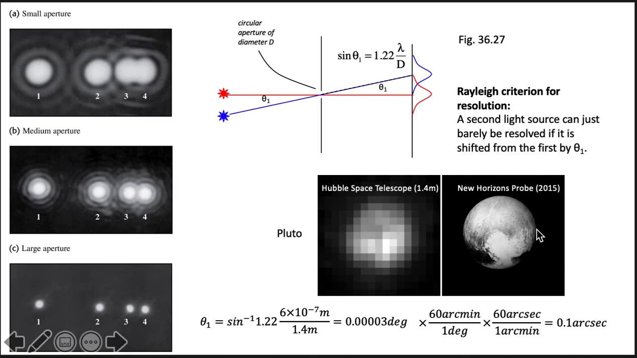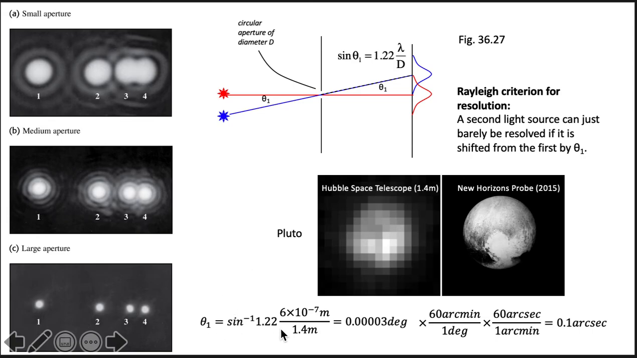Very interesting place. Before 2015, the image at the left was our best image of Pluto. And this was using the Hubble Space Telescope. The Hubble Space Telescope has a 1.4 meter diameter. And so that limits the possible resolution, even if the optics are designed perfectly. So let's calculate what the angle is.